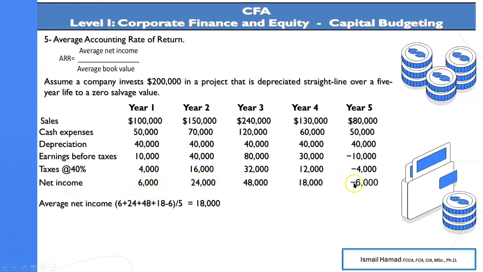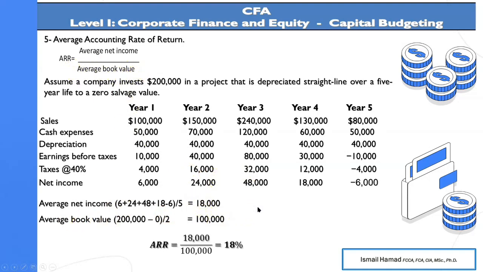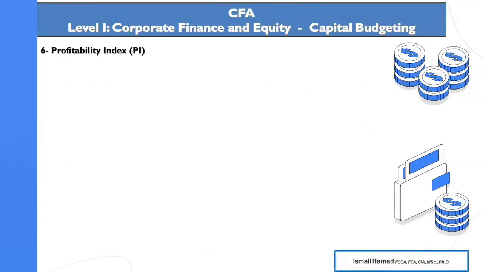We add all these profits for the 5 years, and we divide by 5 to get the average of 18, and then we minus 200 from the scrap value, which is 0, and divide by 2 to get the average book value. We are talking about the average. So 18 divided by 100 gives an 18% accounting rate of return. We should compare this with the normal average return we take and decide whether to go ahead with the project or not.